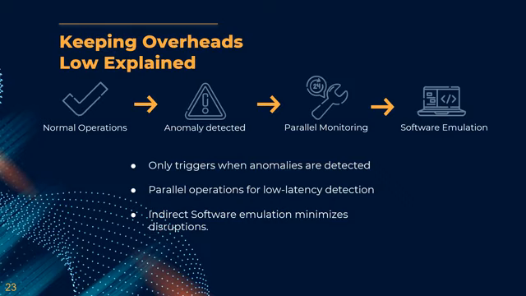Secondly, Blue Chip optimizes detection through parallel operations. Instead of pausing the entire system to perform these checks, it runs them in parallel, analyzing anomalies without interrupting the core processes at all. Lastly, when a threat is detected, Blue Chip doesn't stop or shut down the system.